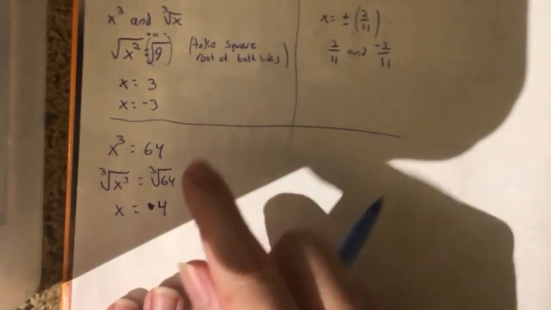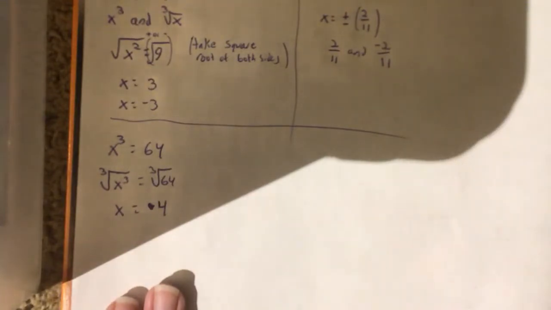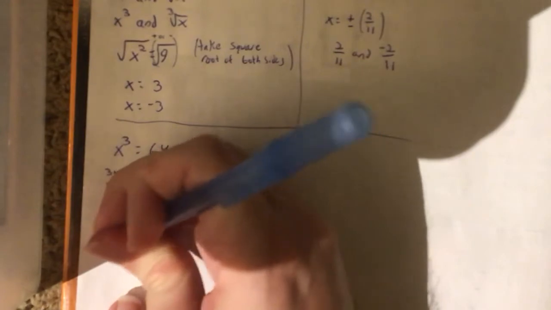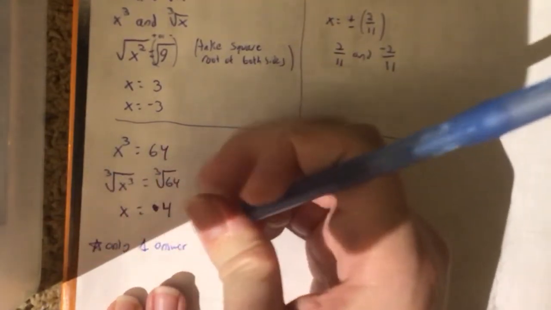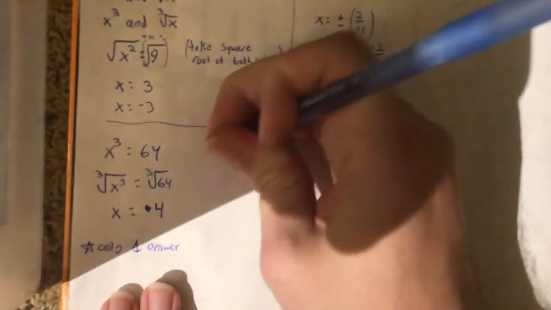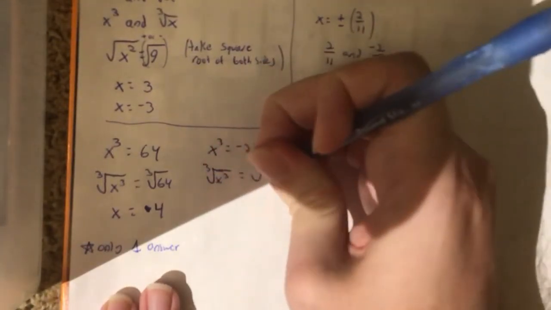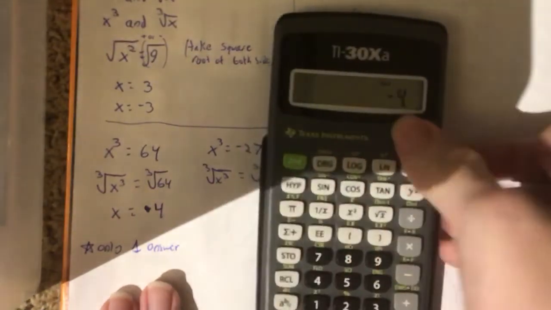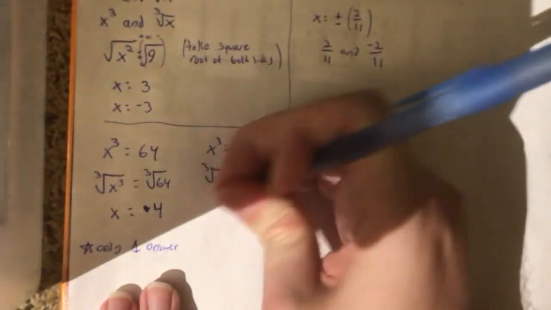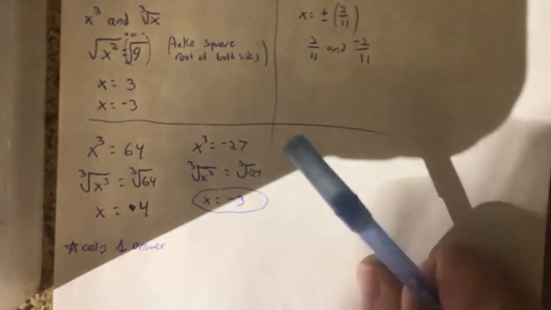This one has just one answer when you deal with a cube. Because if I thought it was negative 4, negative 4 times negative 4 times negative 4 gives me a negative answer. With a cube or any odd root, there's only one answer, okay? Only one answer, so it's x equals 4. Let's look at another question. Let's do x cubed equals negative 27. So I take the cube root of each side. And on my calculator, if I do negative 27 and take the cube root, I get negative 3. And that would be my answer. Negative 3 times negative 3 times negative 3 is negative 27. No positive answer, just strictly negative.